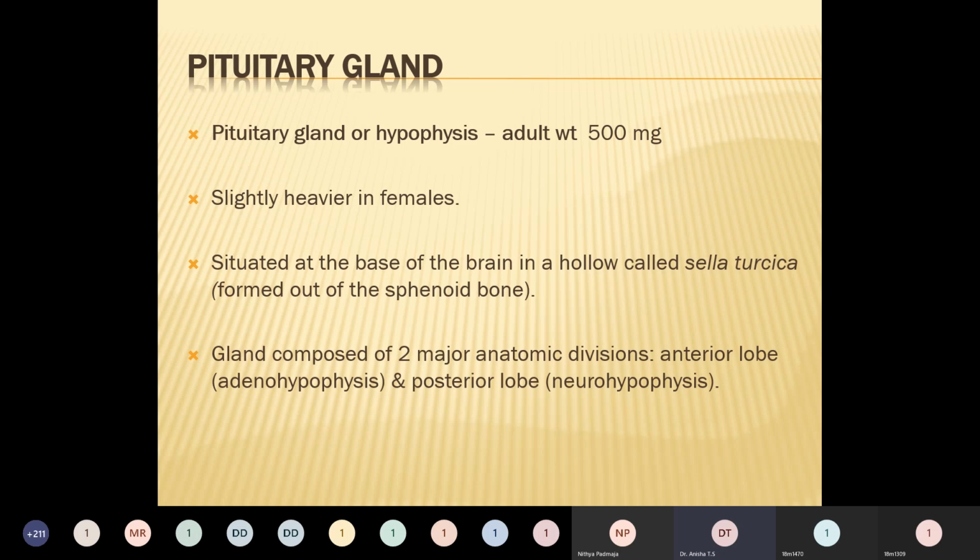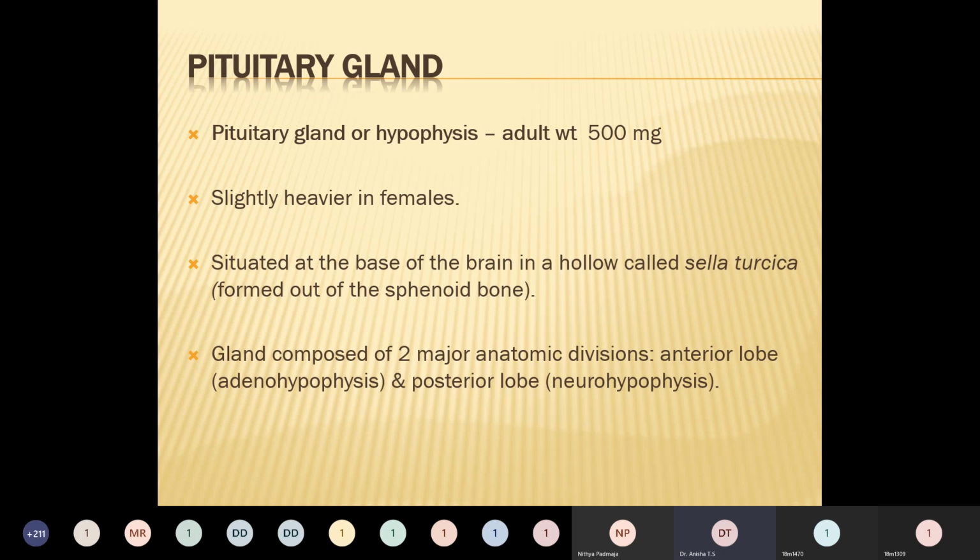And this hypophysis has two parts. It has an anterior lobe called the adenohypophysis and a posterior lobe called the neurohypophysis. The anterior lobe secretes a certain number of hormones and the posterior lobe secretes a certain number of hormones.